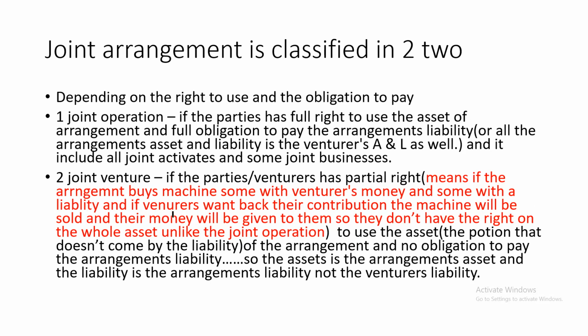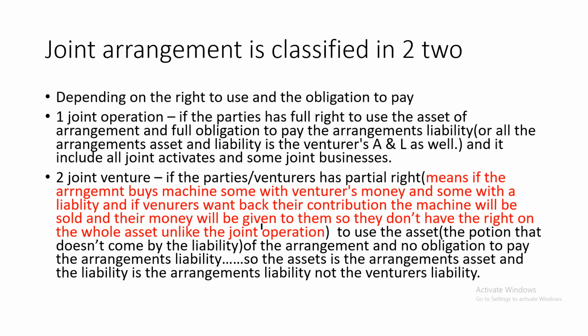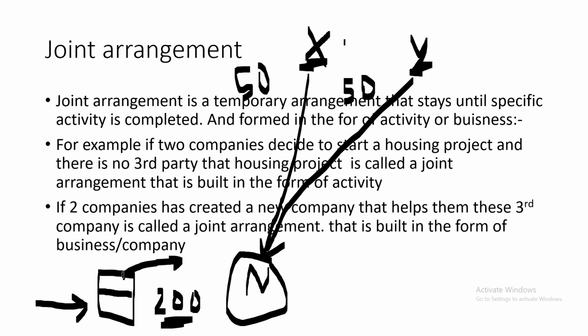This time we cannot say X and Y have a full right on this asset, because if they have a right on the full asset, they should pay the liability, and all the risk and the reward of this machine or this $200 would be the risk and the reward of X and Y companies. So if the money is given to them, they do not have the right on the whole asset, unlike the joint operation. But if it was a joint operation, they are fully responsible for these machines.